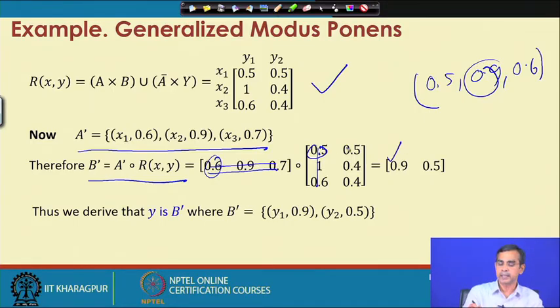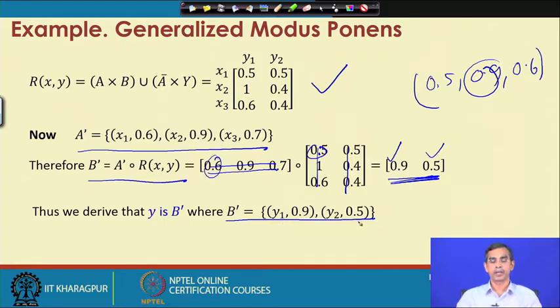Similarly, if we apply this and this we can obtain the 0.5. So, B dash has the membership values for its elements 0.9 and 0.5. Alternatively, we can write B dash as y 1 0.9, y 2 0.5. So, this is the application that we can conclude from a rule and another proposition. The proposition is that y is B dash.